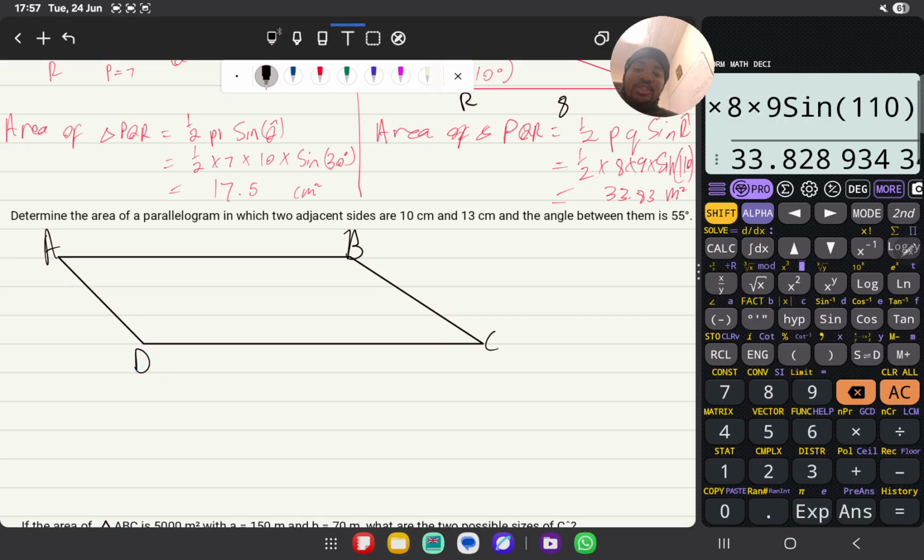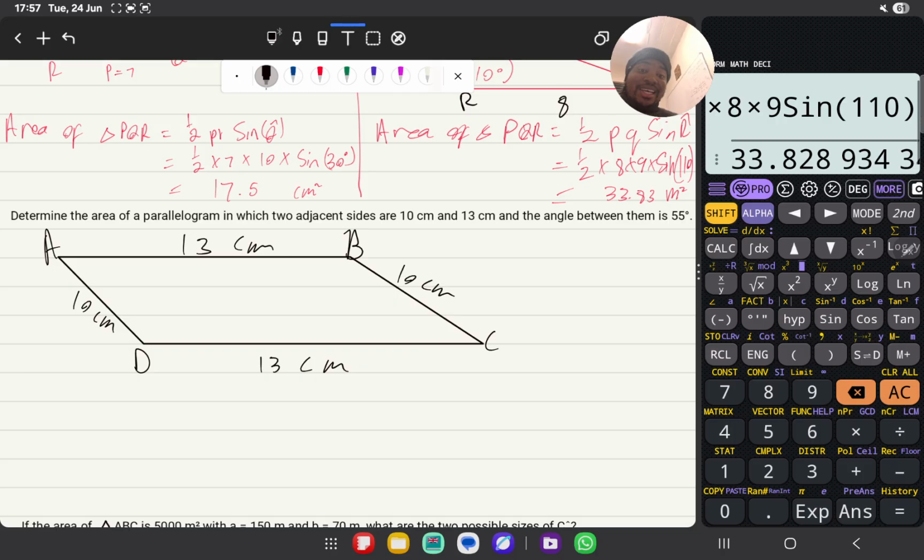So what do these people say? They are saying the two adjacent sides, right? They are 10 and 13 centimeters, right? That means the longest one is going to be 13 centimeters. You have 13 centimeters. Then you will have 10 centimeters. You have 10 centimeters, right?